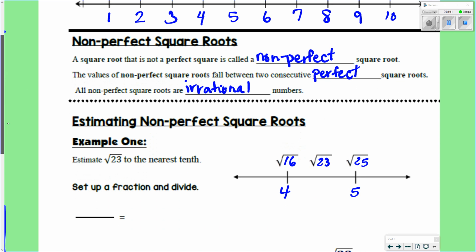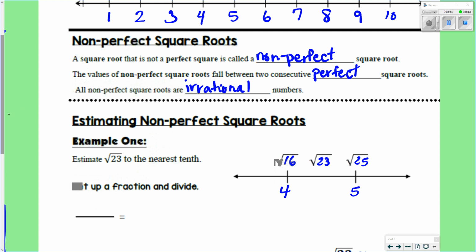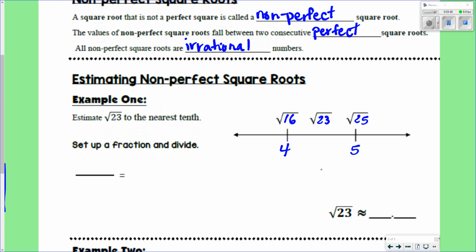So we're estimating, right? We know that it's going to be 4 point something, so we know our whole number is 4. Now we're going to determine how to get the decimal, and we're going to round to the nearest 10th place. In order to do that, we are going to set up a fraction. And since we're going to get a fraction, we will need to divide to get your decimal, to get to the 10th place.